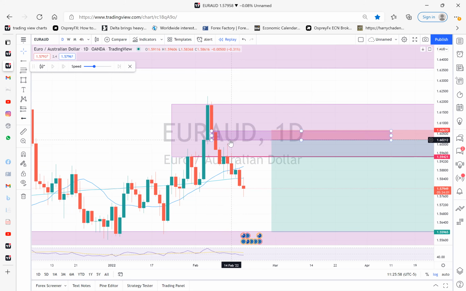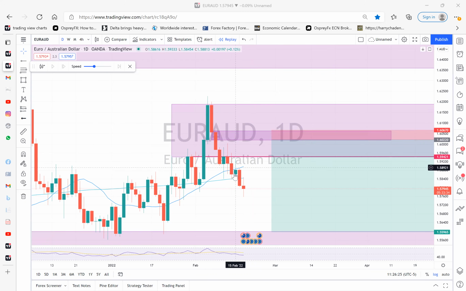These weekly order blocks will be respected probably 90% of the time. I haven't seen very many get ran through. I'm not saying it doesn't happen, but there has to be some significant event that causes a weekly or a monthly order block to get ran through. Like the war can cause it to get ran through, right? But for the most part, nothing is going to happen.